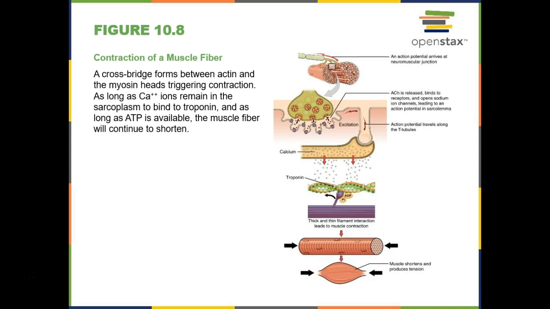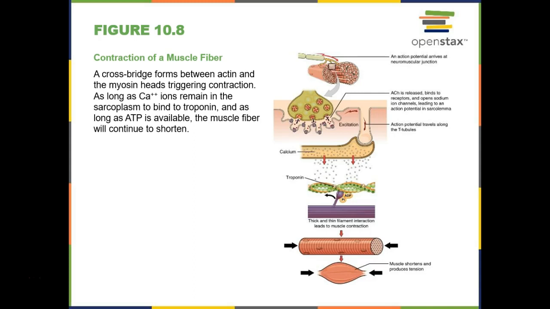Calcium moves in and binds to the troponin. Troponin and tropomyosin are attached to actin. The tropomyosin covers the binding site on actin. So when troponin binds to the calcium, troponin and tropomyosin move off of that binding site, and that allows the binding site for myosin to attach to the actin molecule.